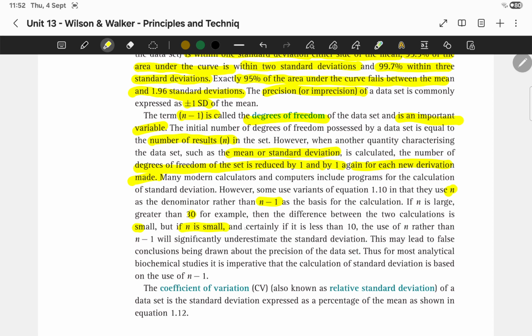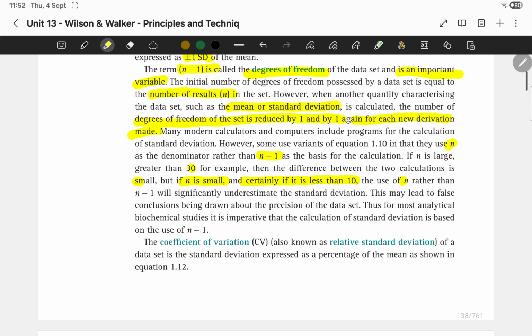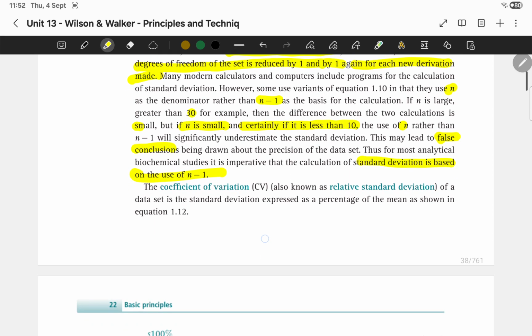But if n is small, the use of n rather than n minus 1 will significantly underestimate the standard deviation. This may lead to false conclusions being drawn from the precision of the data set. Thus, for most analytical biochemical studies, it is imperative that the calculation of standard deviation is based on the use of n minus 1.